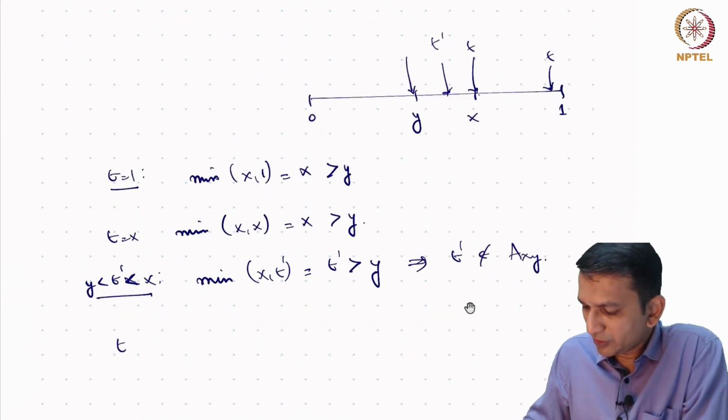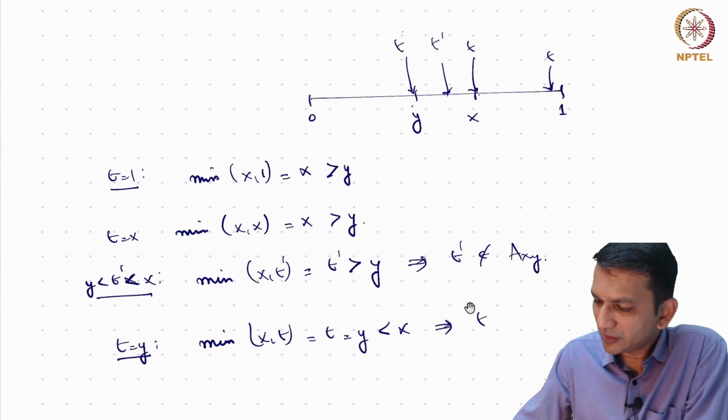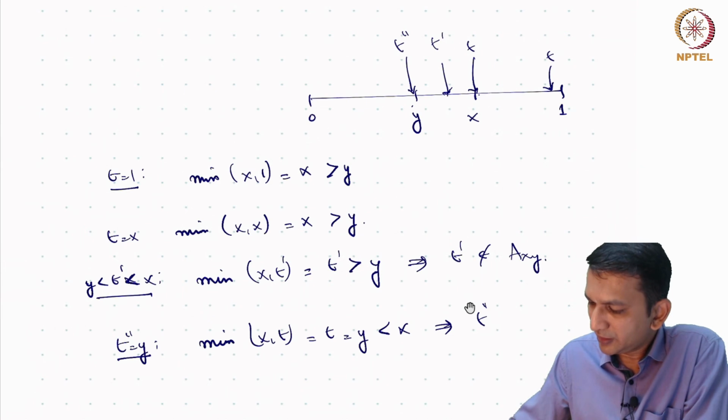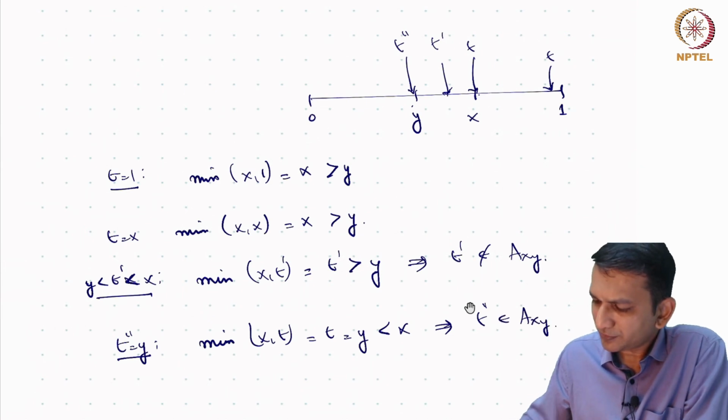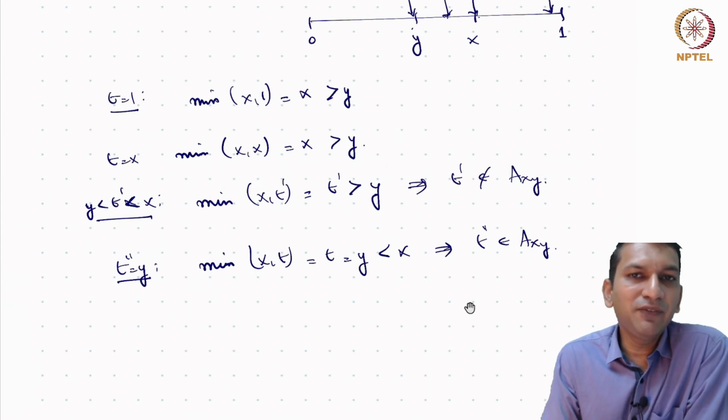What if my t is equal to y? Well, minimum of x comma t is now t, because t is equal to y and y is actually smaller than x. Y is smaller than x. This implies, I'll put this as t double dash, t double dash belongs to Axy. Now we know that the moment a particular value of t belongs to Axy, every value below that, so the entire interval 0 to t double dash, will belong to Axy.